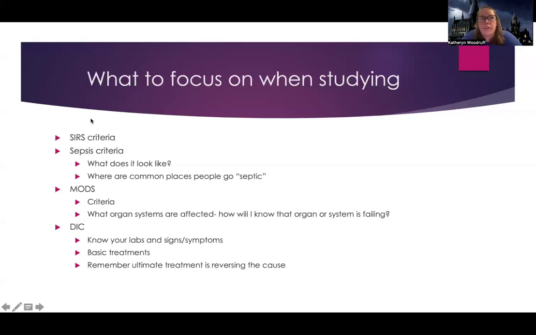What are those criteria? The respiratory rate, heart rate, white blood cell count, and temperature. Like, what are we looking at there? Sepsis criteria, what does it look like? Or where are common places people might go septic?